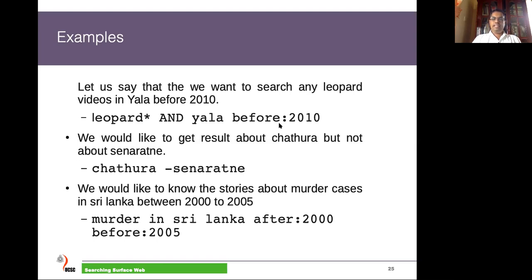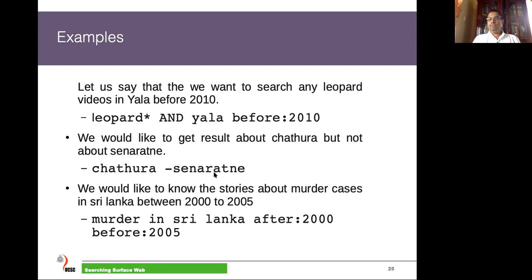Similarly, let's say you want to find a person called Chatura. You can type Chatura on the prompt. You might get hundreds, thousands of hits about different Chaturas. But if the most popular Chatura in Sri Lanka is, let's say, Chatura Senaratna, and you don't want to find out about him, then you type Chatura minus Senaratna. Then you can get rid of Chatura Senaratna on Google, and then you can find information about important papers.